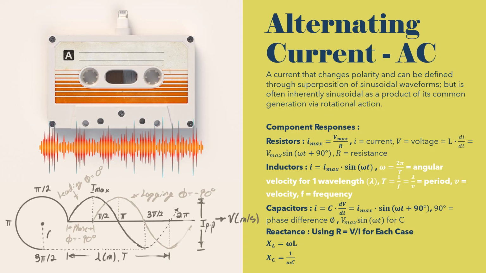Now let's define AC. AC is a current that changes polarity or direction and can be defined through the superposition of sinusoidal waveforms, but is often inherently sinusoidal as a result of its common generation via rotational action, such as in generators.